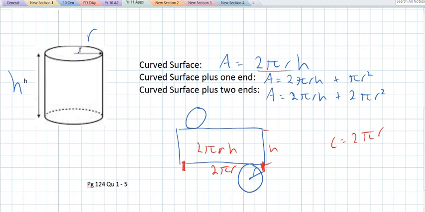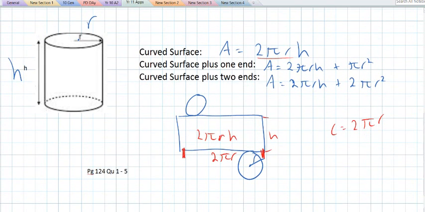Alright, now using those formulas, I'd like you to go to page 124, do questions 1 to 5, and when you've done that, we'll do questions on folios if you have any.